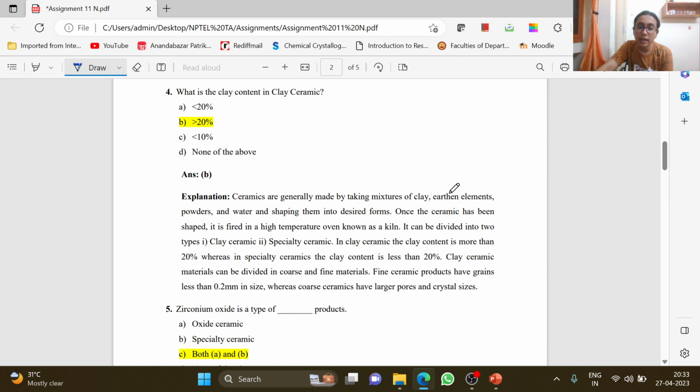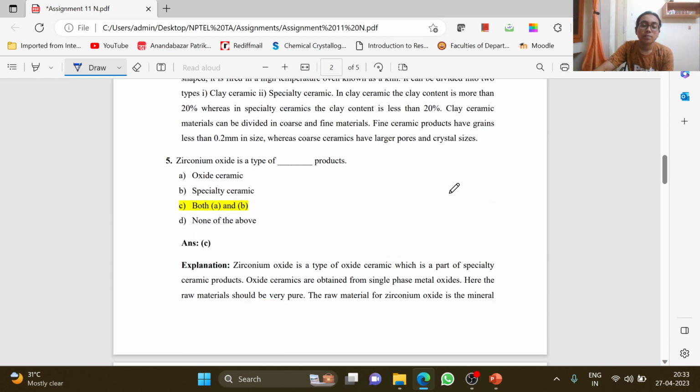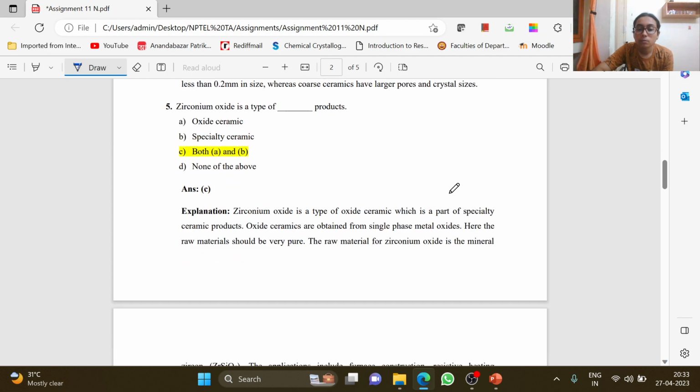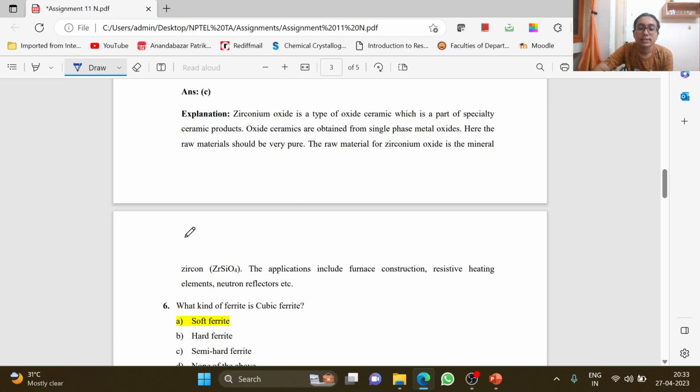Clay ceramic material can also be divided into coarse and fine materials. Fine ceramics means the particle size is smaller, less than 0.2 millimeter, but coarse ceramics have larger pores or crystal size. Then zirconium oxide is a type of oxide ceramic as well as a specialty ceramic. Zirconium oxide is obtained from the mineral zircon, that is zirconium silicon tetroxide, and it is a part of specialty ceramic products only.